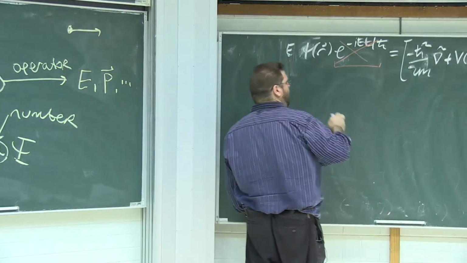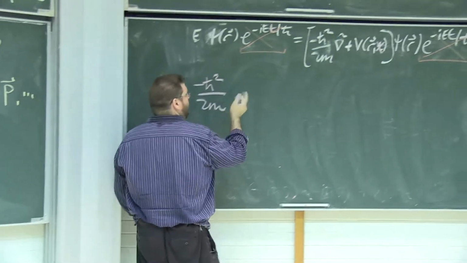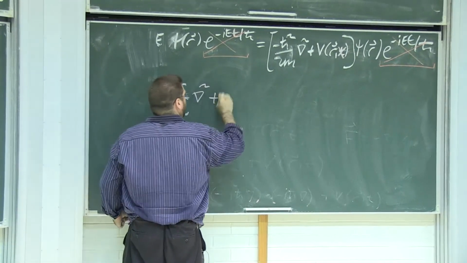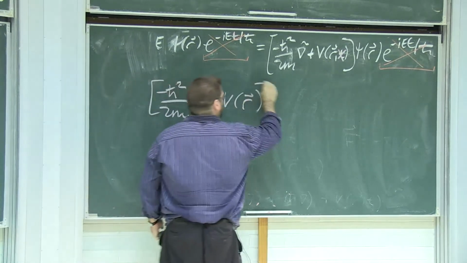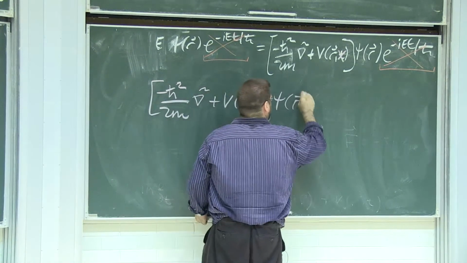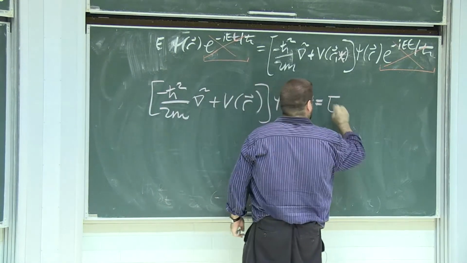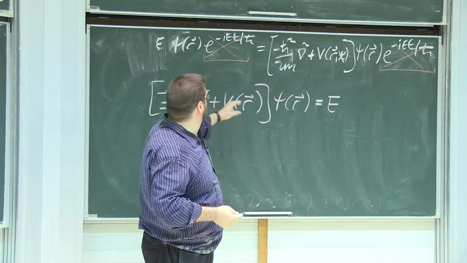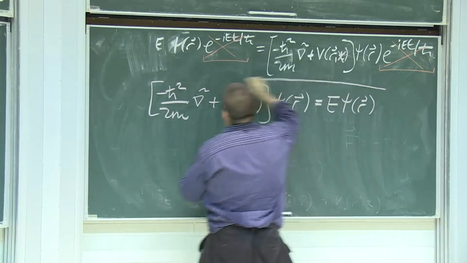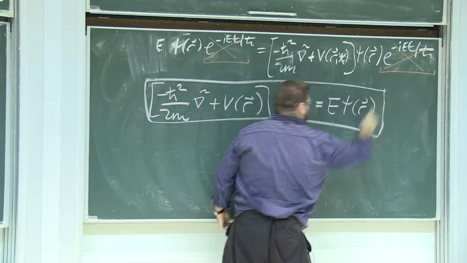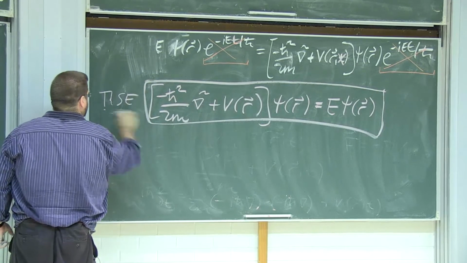I'll write out the right-hand side first. So minus h bar squared on twice the mass of the particle, Laplacian, time independent potential by assumption, spatial wave function, and that equals the energy, which is a scalar and well defined for this object, times the spatial wave function once again. So this is the time independent Schrodinger equation, so called because it's independent of time.